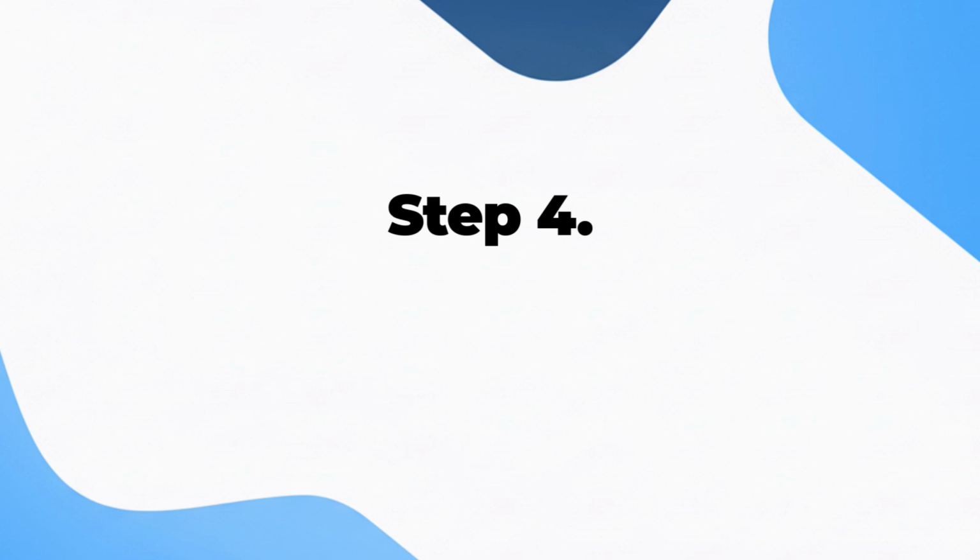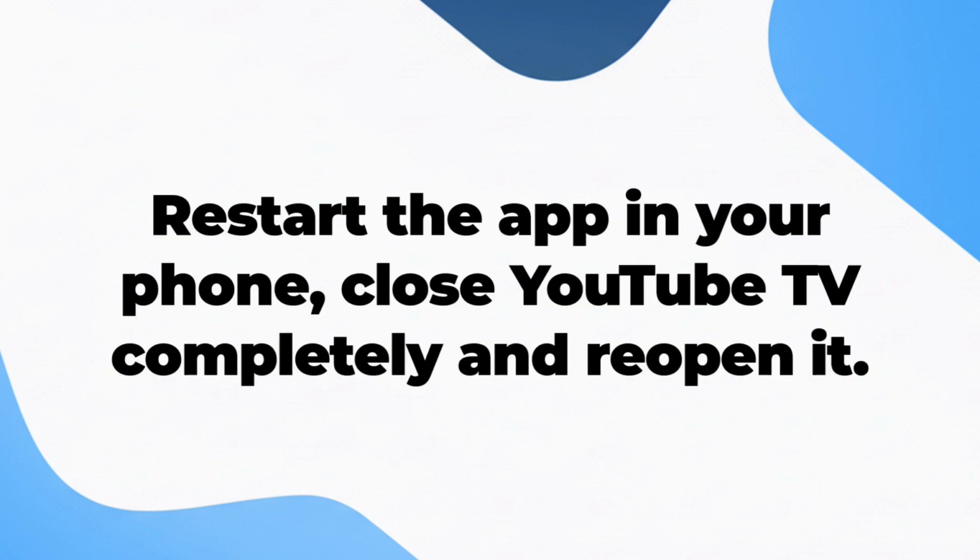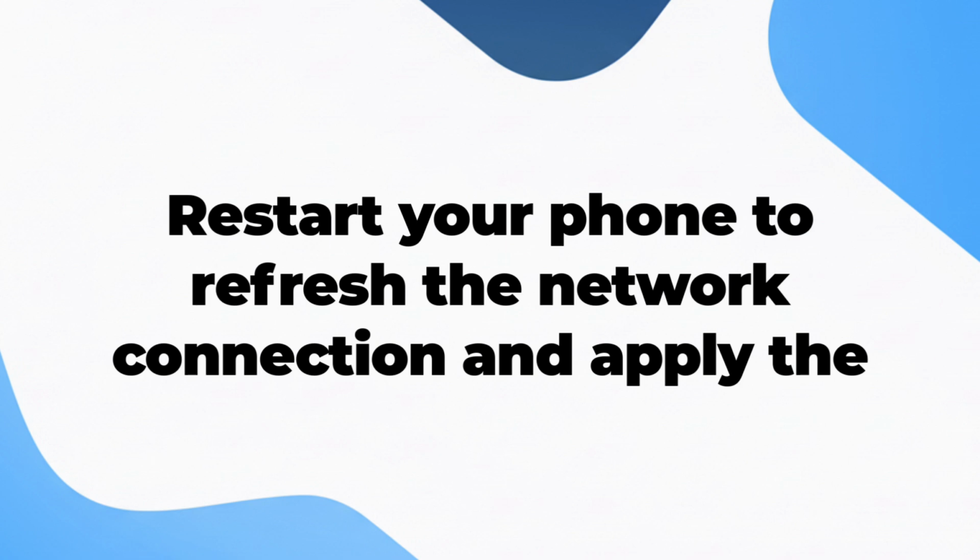Step 4. Restart the app and your phone. Close YouTube TV completely and reopen it. Restart your phone to refresh the network connection and apply the new settings.